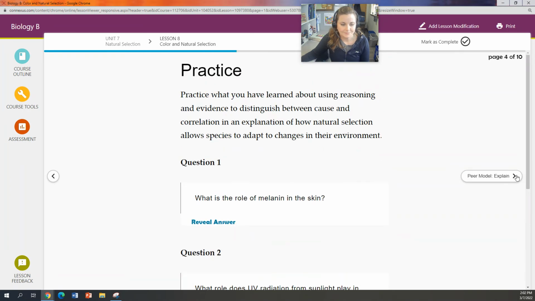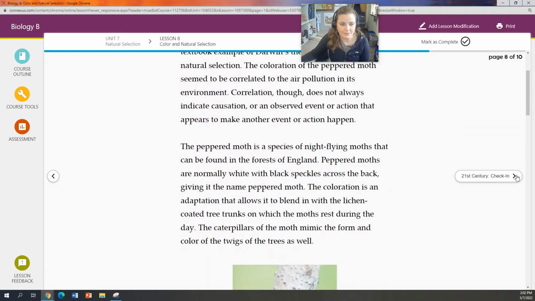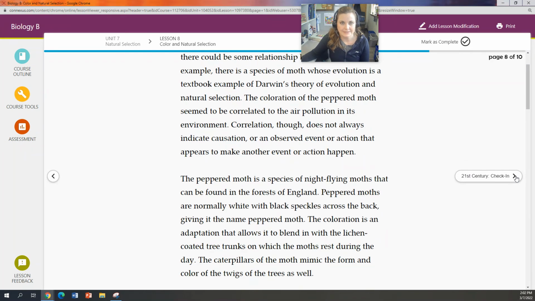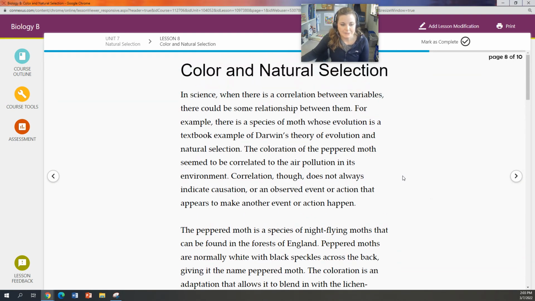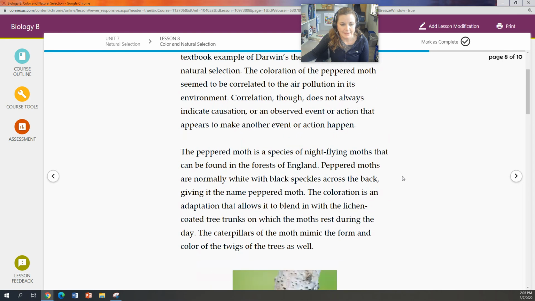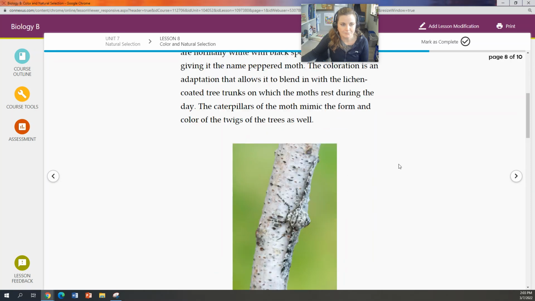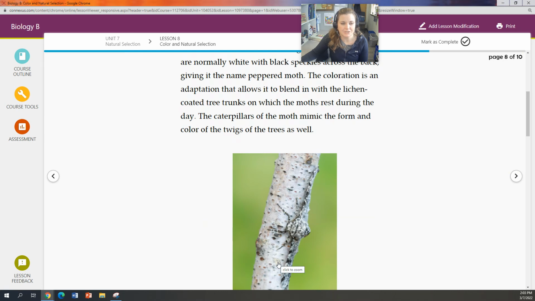Moving on, in this lesson, they talk about how we actually see a similar type of thing happening with moths. This is an interesting example that's used often as a really visual example of natural selection. So we have these peppered moths, which is a species of night-flying moths that can be found in the forests of England. And they're normally white with black speckles on them. They look like this. You can see it camouflaged here on this birch tree, right? And that coloration provides a really nice camouflaging effect.